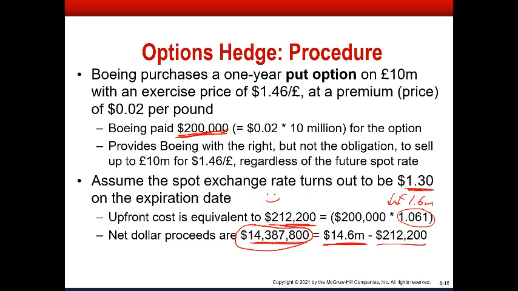So they've protected their downside beyond just that $212,000 loss, and they still get all the upside, because if the value of the pound goes up to $1.60, $1.70, $2, they can capture all of that, because they'll just let the option expire and then sell their pounds at that higher spot price.